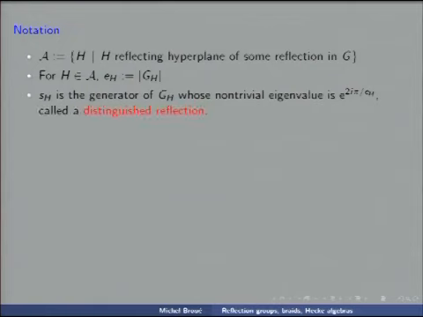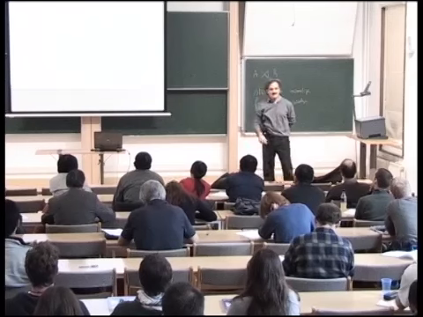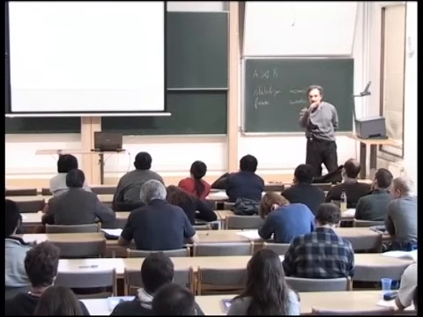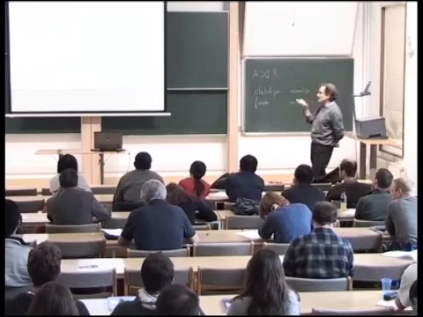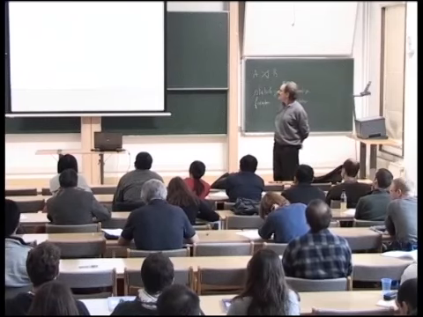And such a reflection is called a distinguished reflection. We have to make this distinction and speak about orientation, because in a moment we are going to speak about paths and loops and braid groups. So we have to know in which direction we turn and how much, etc.